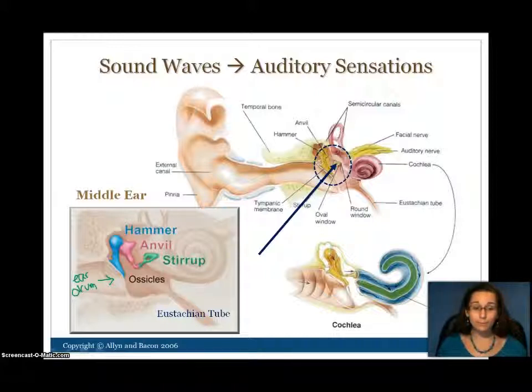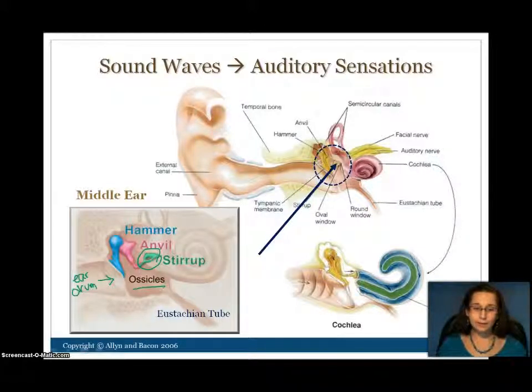And the hammer, the anvil, and the stirrup are going to beat, and literally the stirrup, the last one, beats directly on the next stage in the process. Now, before we move on to the inner ear, I do want to point out this word ossicles. Ossicles is the word for the hammer, the anvil, and the stirrup combined. So all 3 of those little bones make up the ossicles.